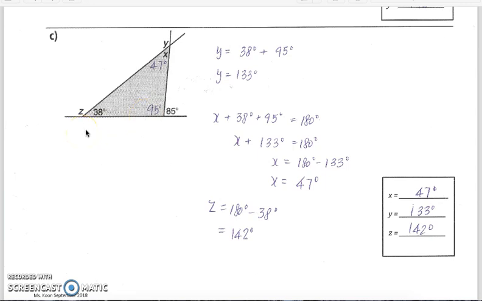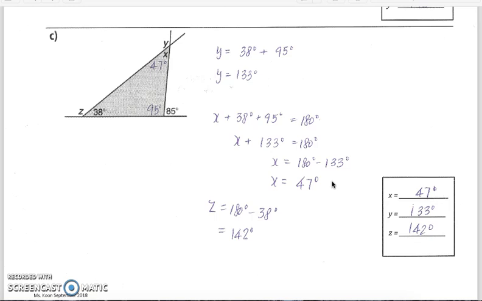So here, the most obvious may actually be angle z, because it makes a supplementary angle with 38 degrees. So angle z is 180 minus 38, which is 142 degrees. And then I see there is an 85 degrees over here. We can make use of the 95 degrees, a supplementary angle, and 38 degrees plus x to get the size of angle x. That's 47 degrees.